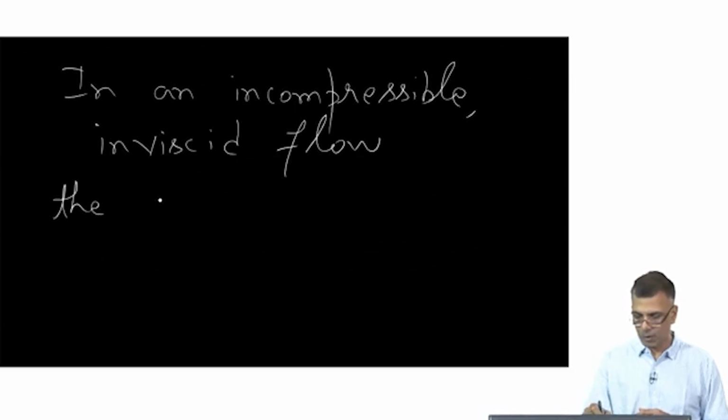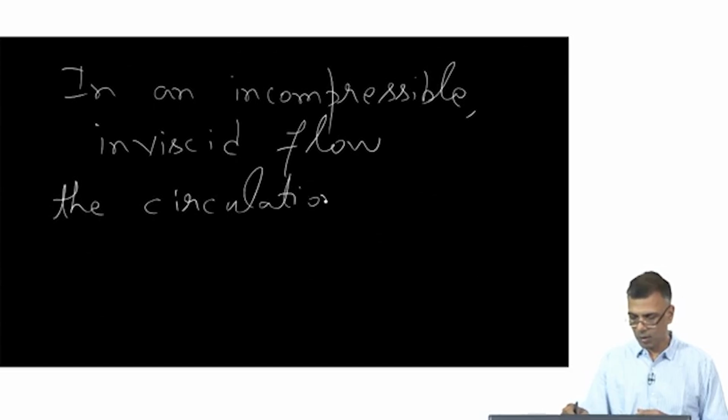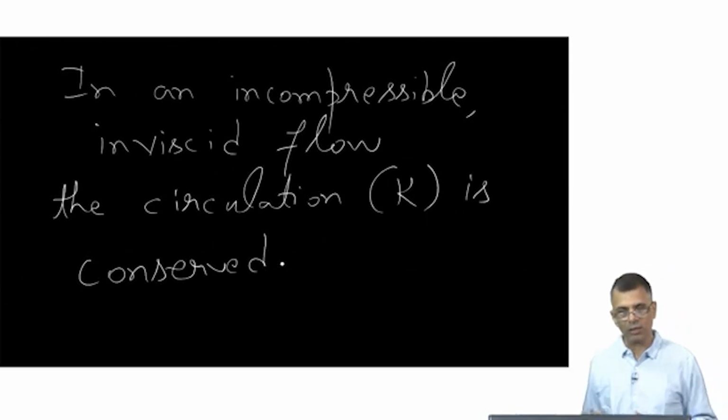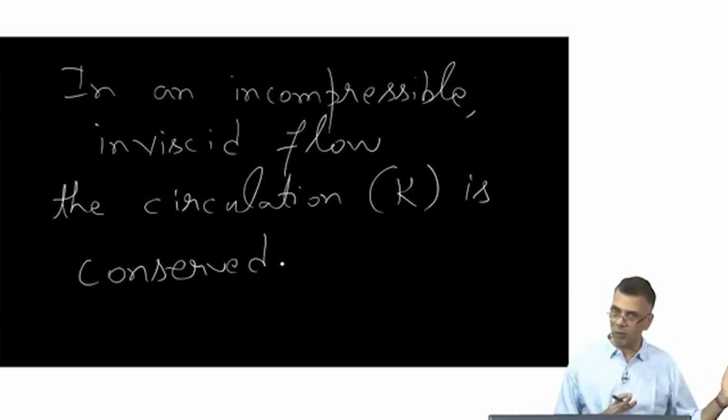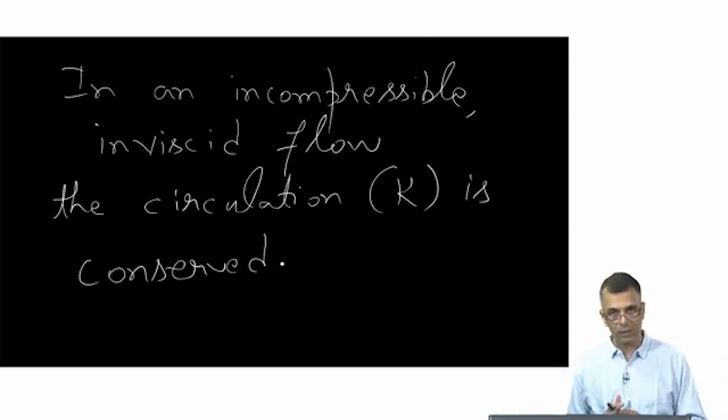the circulation K is conserved. If for whatever reason there's a circulation in the flow, it remains as it is. If there's no circulation in the flow, you cannot generate circulation. So this is essentially what Kelvin's vorticity theorem tells you, and we will consider that when we meet next. So that's it for now, and thank you.